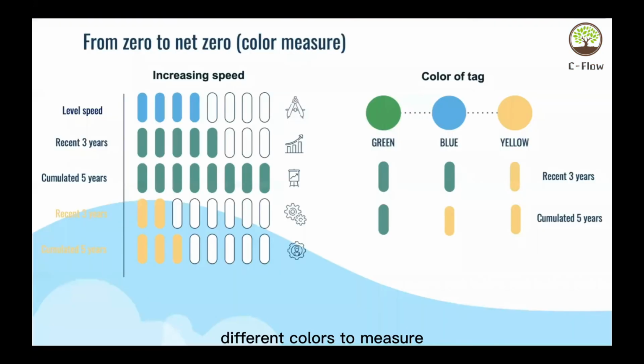Secondly, we use different colors to measure if the company is on the right track. There are 2 things in this part: recent 3 years increment speed and recent 5 years accumulated increment. If both are higher than the level speed, the company will receive a tag in green. If only one is higher, a tag in blue. If neither is higher, a tag in yellow.